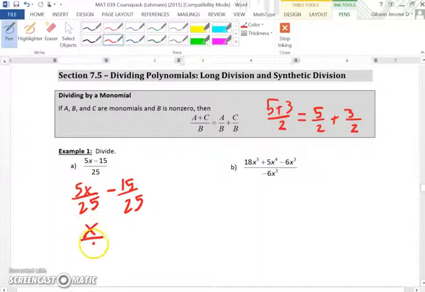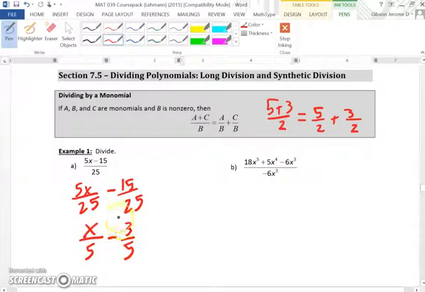And 5 goes into 25 5 times. So this would be x over 5. Minus 15 and 25 both have 5 in common, so that would leave us 3/5. So our final answer would be x over 5 minus 3/5. Does everyone follow that?